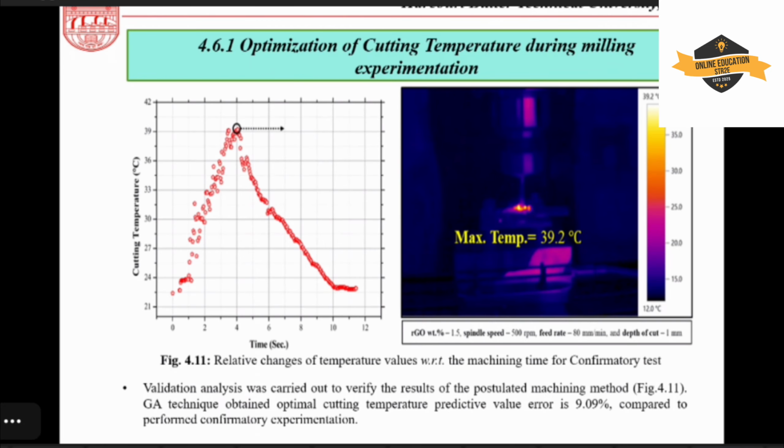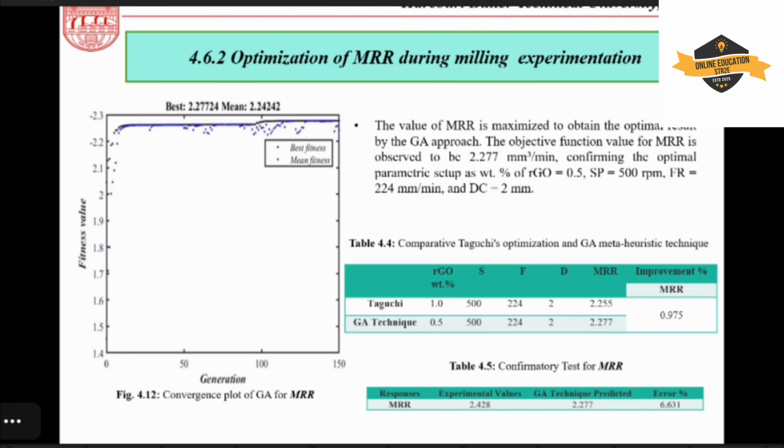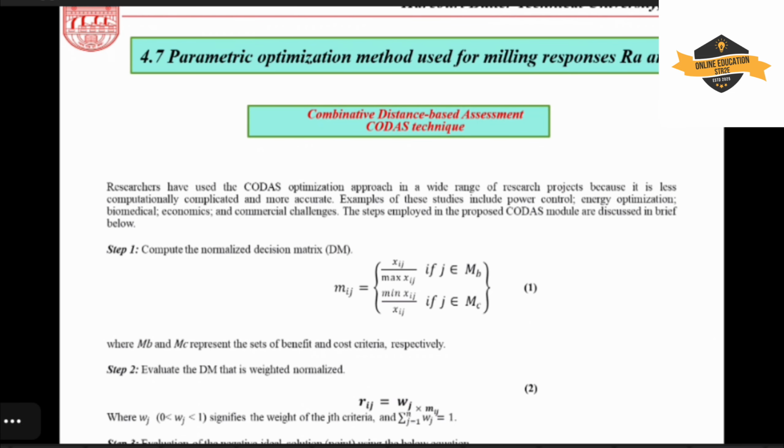And this one is the confirmatory test. The confirmatory test also shows that an error of about 9.09 is achieved, so it is less than 10. This shows the adequacy of the performed experiment at a satisfactory level. So this one is the improvement in the various responses which we have achieved.